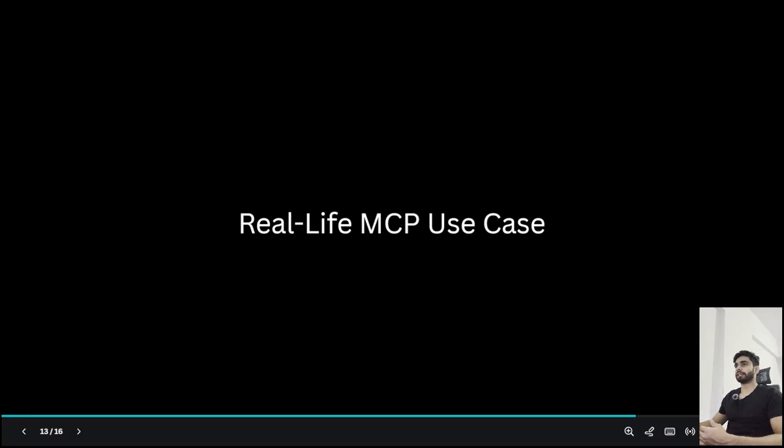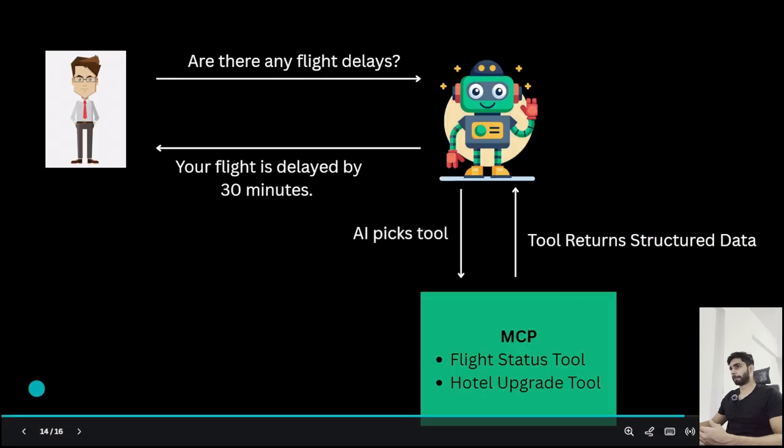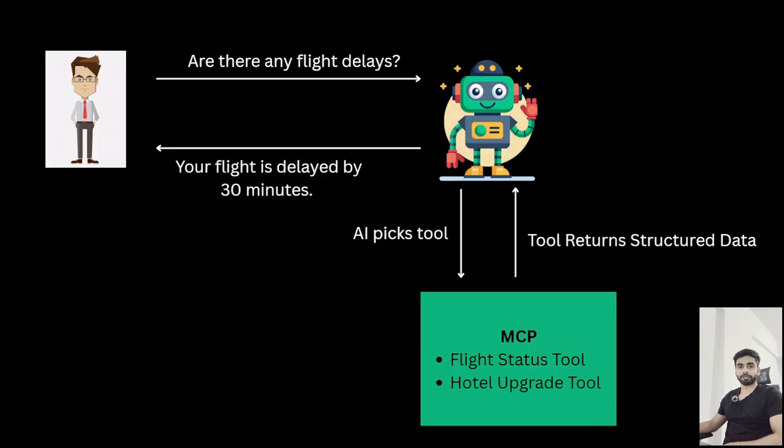Let's see one more real life MCP use case. Imagine a company building a smart travel assistant app. User can ask AI, what's the weather at my destination? Are there any flight delays? Or can I upgrade my hotel room? Without MCP, AI would have no idea about the user data, live updates, or booking details.